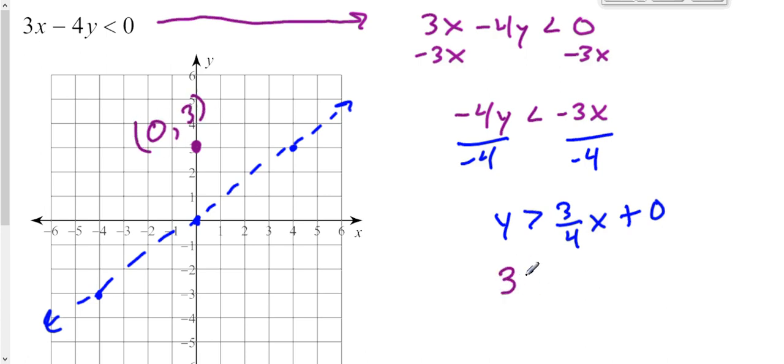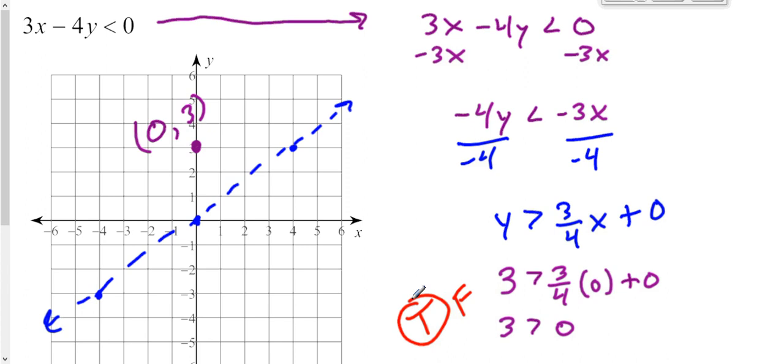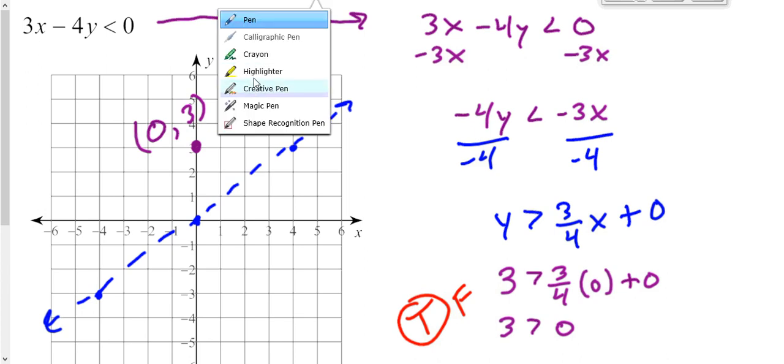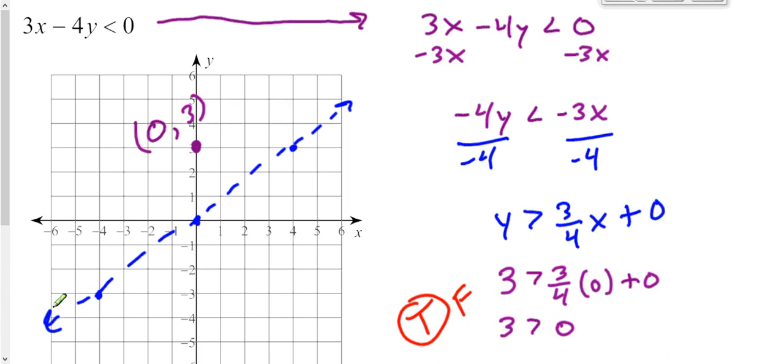So 3 goes in for y. 0 goes in for x. To get 3 is greater than 0. We ask the question, is that true or is that false? 3 is greater than 0. That's true. So we end up shading everything above the line.